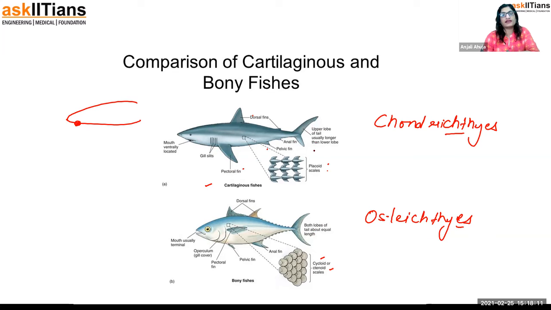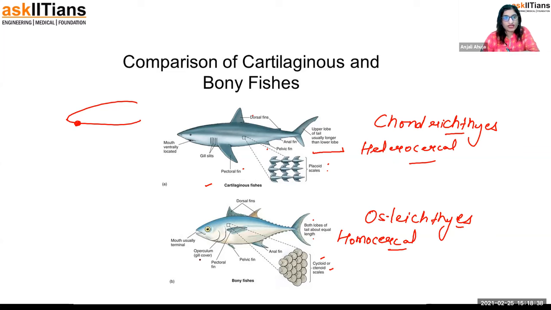If you look at the last fin here, the upper lobe of the tail is longer than the lower lobe. On the tail there are two lobes; the upper one is larger. In this case, both lobes are equal in length. We call that homocercal, and the other heterocercal. Hetero means different, homo means the same size. This is used for the tail.